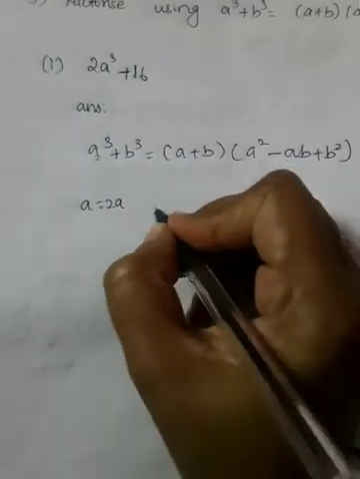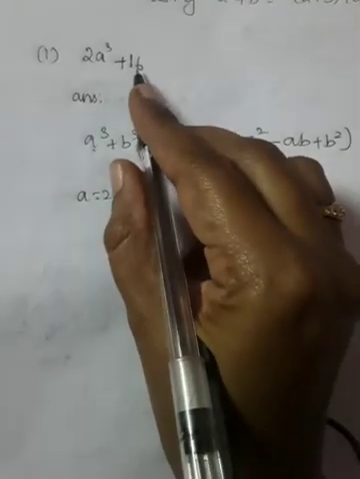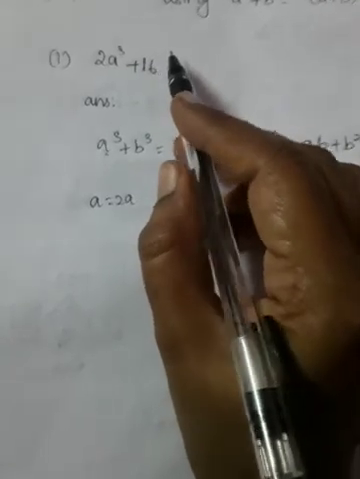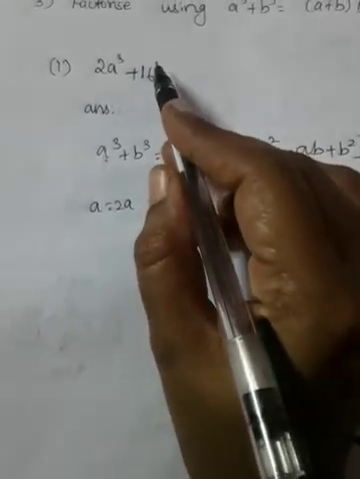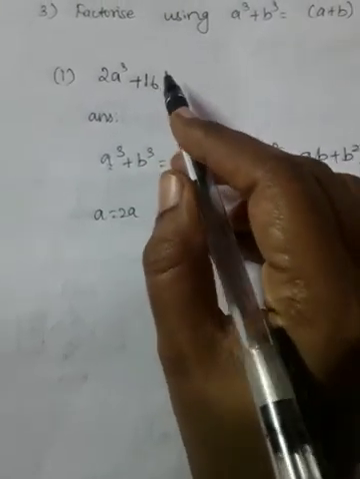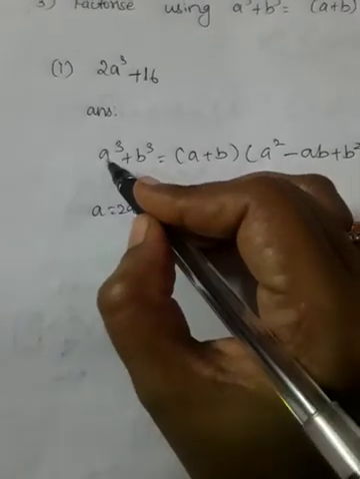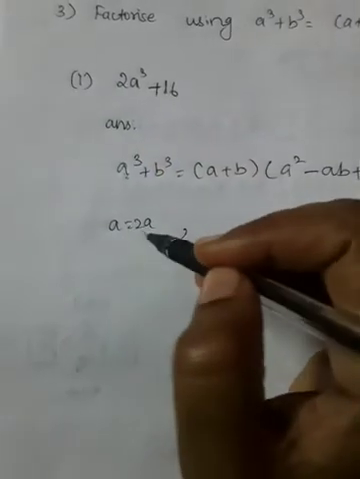Okay. Now, let's check the b. B should be in cube, but here we have only 16. There is no cube here. Got it? So cube is missing. So first, what you want to do is express this number as a cube. Then only it will be in the form of b cube. Here a is in cube, and the given term is also in cube, so it is equal.